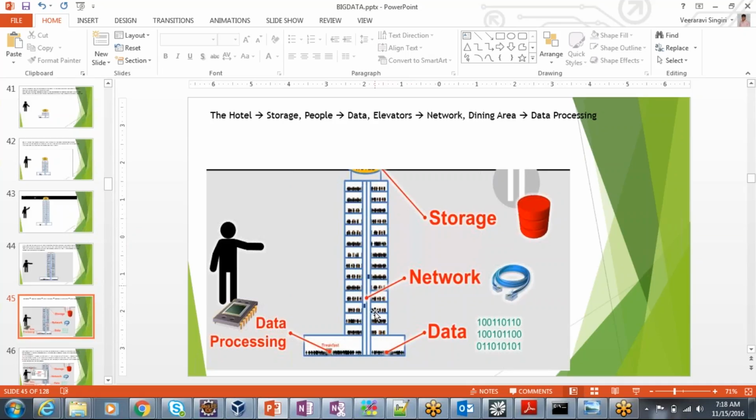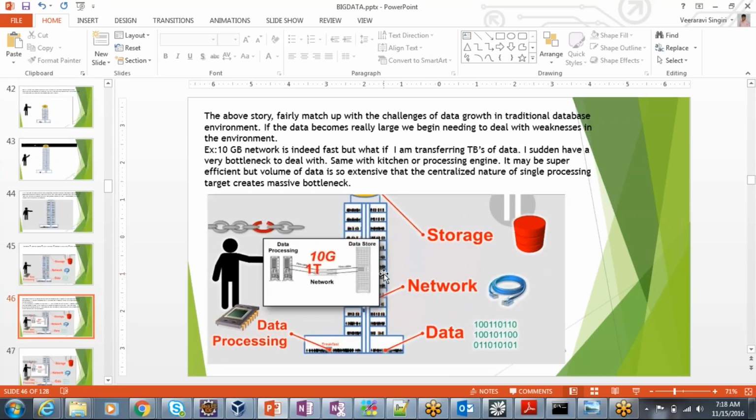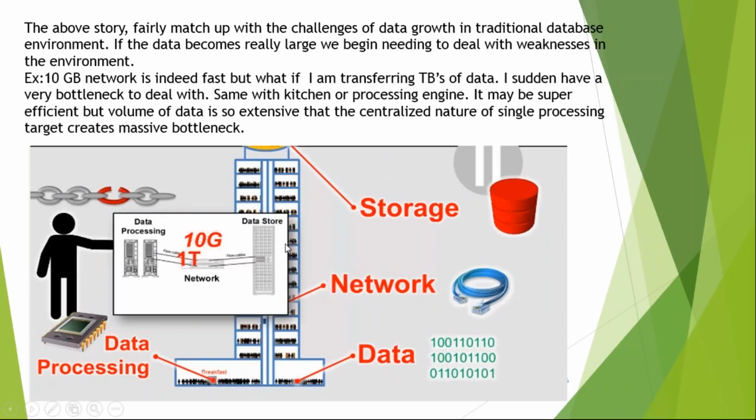So what's happening? Because the data has increased. Let's look at how the existing system works. The story we have explained is similar to the data storage and data processing here. Let's look at a bigger image. Your data will be in different machines, and even though you have 10 GB of network bandwidth, there is 1 TB of data traversing. Even though you have better storage and better processing, the data has to move from one place to another, which is a costly operation.